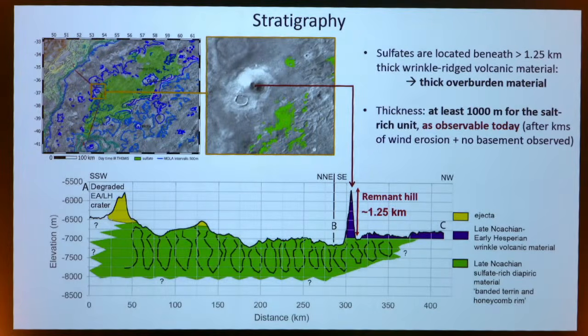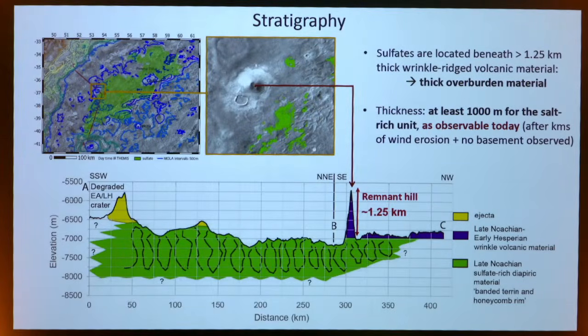But so we can expect that there was a kilometer of material which was removed, which is what you need to have overburden material to have diapirs. And below this, per the range of elevation that we see and per what we know of the correlation between cell size and depth for diapirs, we expect that if we indeed base our hypothesis on the observation that these are indeed sulfates, then these diapirs are a kilometer thick, at least, of salt.